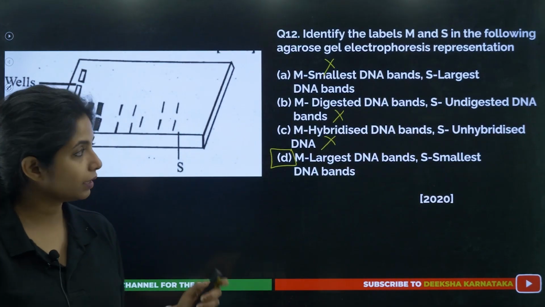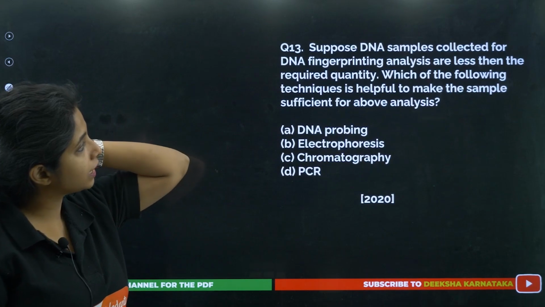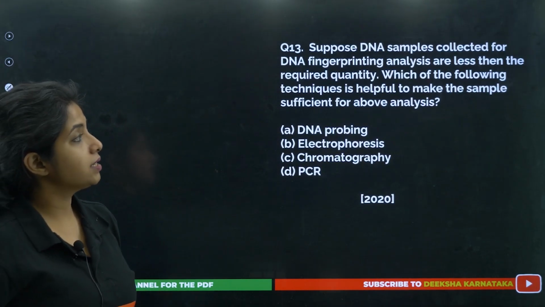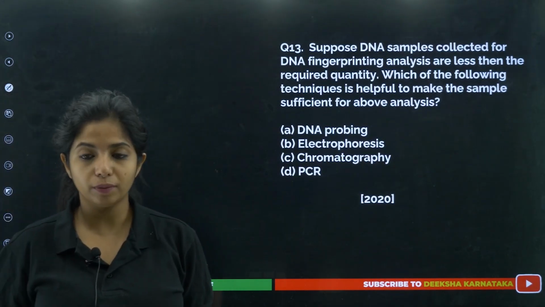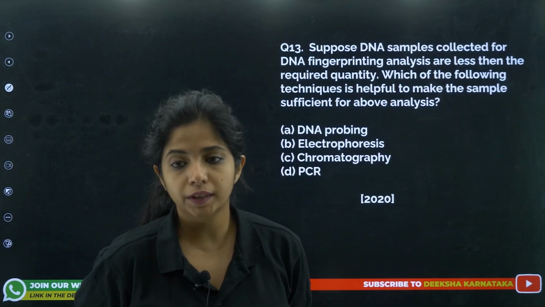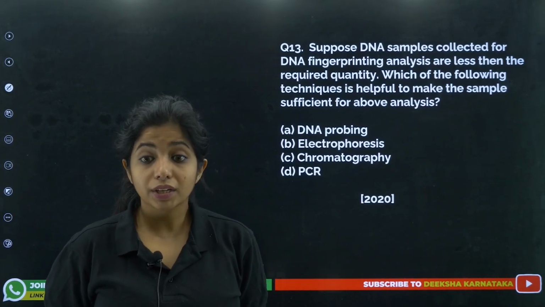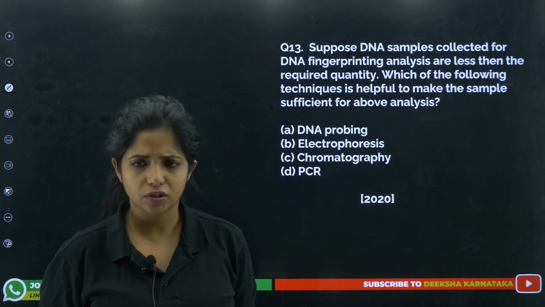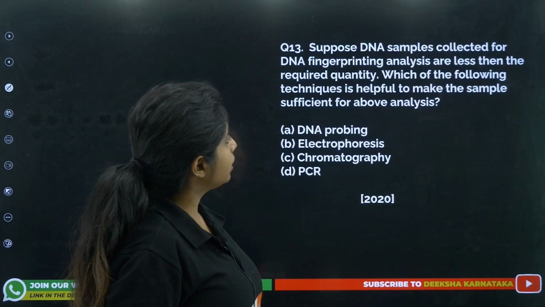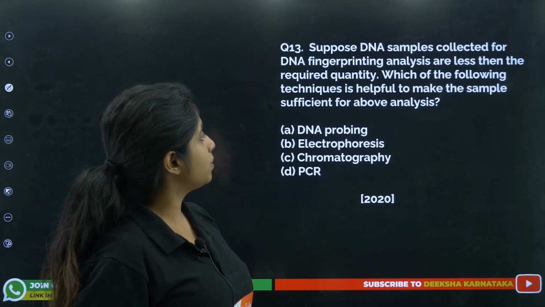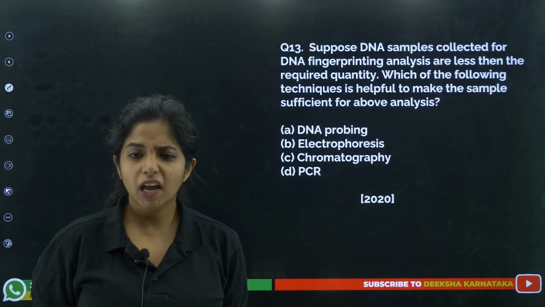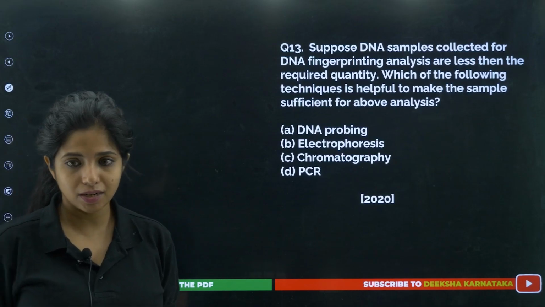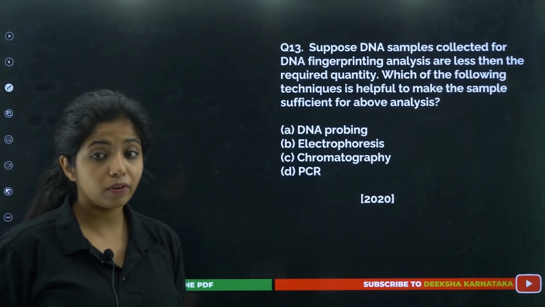Cool? Next, suppose DNA samples collected for DNA fingerprinting analysis are less. Suppose I took some DNA for DNA fingerprinting analysis, as in I want to find out whose DNA this is, I want to match things. Which of the following techniques is helpful to make the sample sufficient for the above analysis? I have too little DNA, I want to increase its number. Which one would be very helpful?